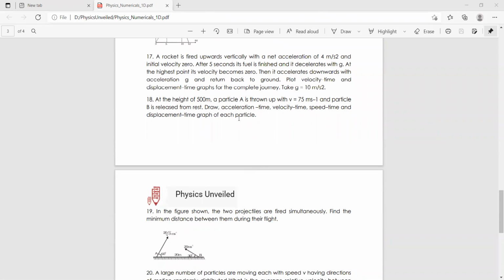Now, at a distance of 500 meters, a particle is thrown at 75 meters per second, and particle P is released from rest. Again, I am asking you to draw the acceleration-time, velocity-time, speed-time, and displacement-time graphs of each particle. See, I'm emphasizing graphs so much because in all the engineering papers that will appear in your next one or two years, you'll face this kind of problem, where multiple graphical problems will be before you, and you have to deduce your answer based on the graphs.